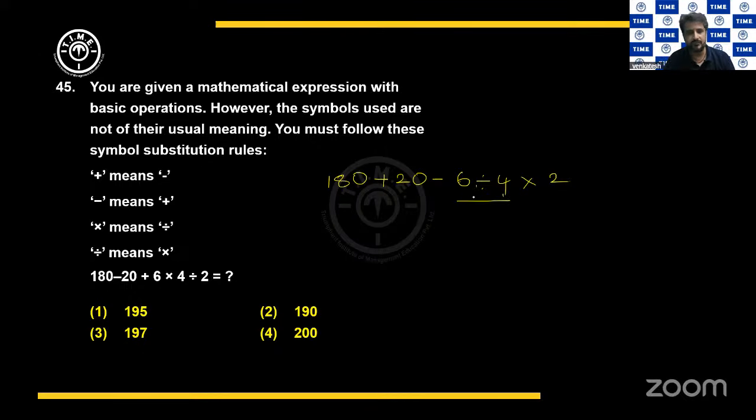First preference divided by. What I'll get? 180 plus 20 minus 3 by 2 into 2. So 2 will be cancelled. So 180 plus 20, 200 minus 3, 197. Choice 3. Simple, 197. Yeah, these are doable and easy. If something we have to substitute from the choices, it will be difficult. You may ignore those ones, earlier ones.